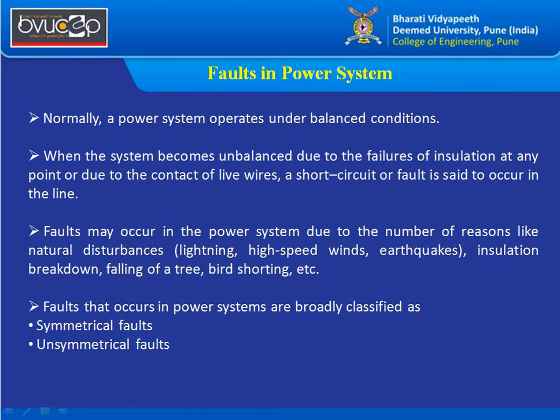So faults in the power system occur mainly due to natural disasters. Usually that can be in the form of lightning, high wind speed, then earthquakes. Other reasons are insulation breakdown, falling of trees, birds, shorting, etc. Most of the faults occur on the transmission line, because those are the open parts which pass through barren land. Other types of faults, like insulation failure, breakdown, or any other fault in the substation, occur very rarely. So the faults can be broadly classified into two types. One is the symmetrical fault, and the second is the unsymmetrical fault.